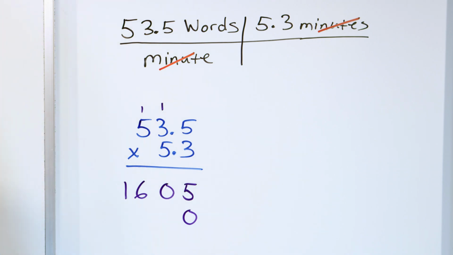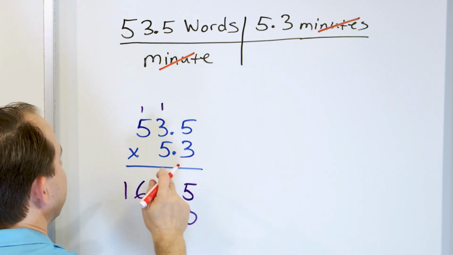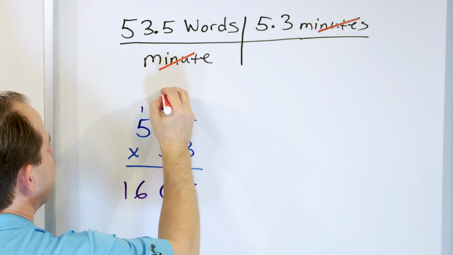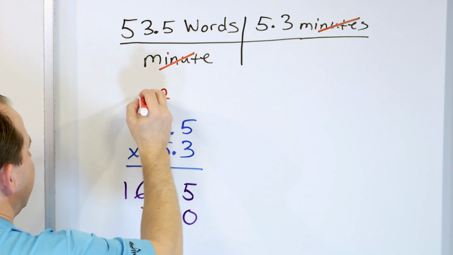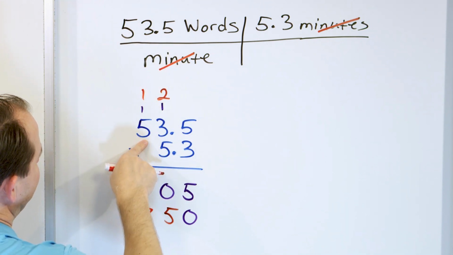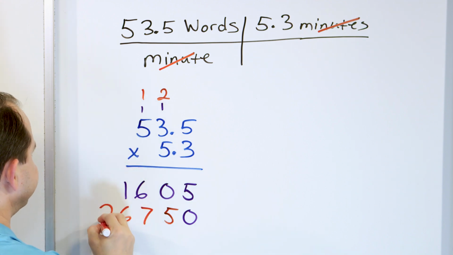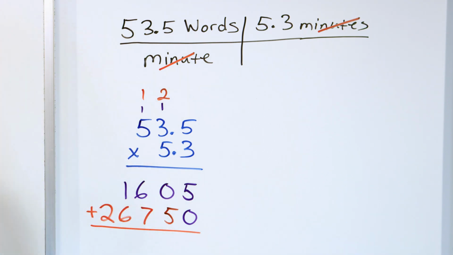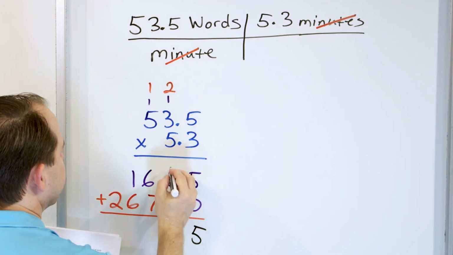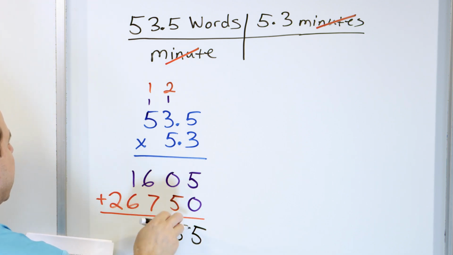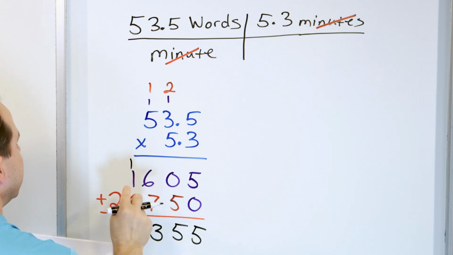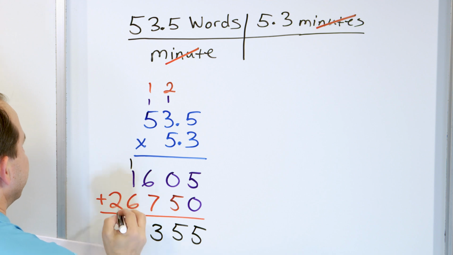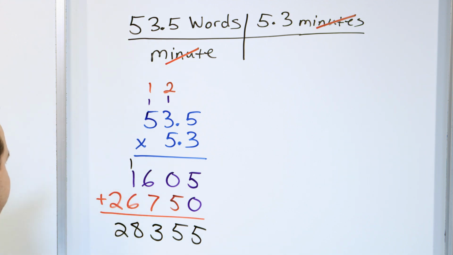Let me actually switch colors. Let's switch to red. 5 times 5 is 25. Carry the 2. 5 times 3 is 15. We have to add this. 16, 17. Carry the 1. 5 times 5 is, again, 25. 1 more, 26. Now I need to add these numbers together. So what am I going to have? The 5 drops down. The 5 drops down. 6 going up. 7 going up. 8, 9, 10, 11, 12, 13. Carry the 1. 6, then 7, then 8 goes here. The 2 drops here. So I get 2, 8, 3, 5, 5.